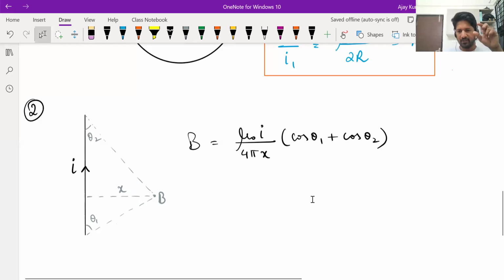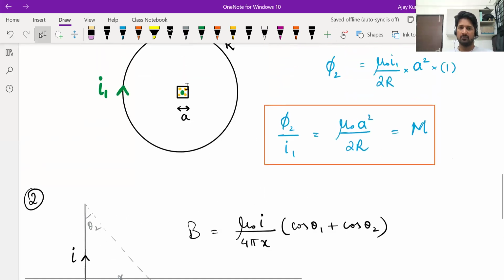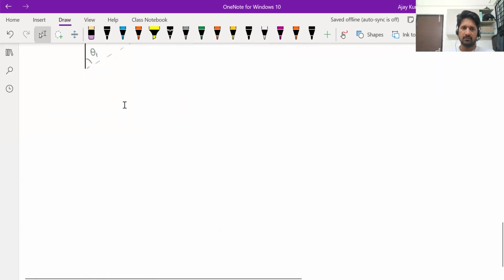So you know the magnetic field that one straight wire produces. If you know the magnetic field that one straight wire produces, then you can calculate the magnetic field that 4 wires would produce, which means you can find out the magnetic field at the center of a square. So try this question now.